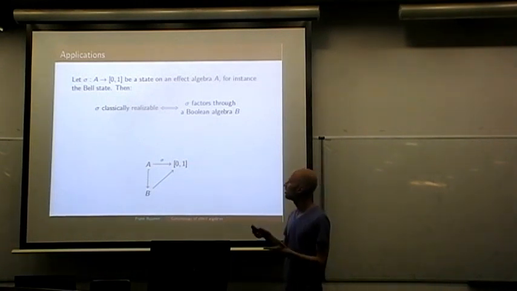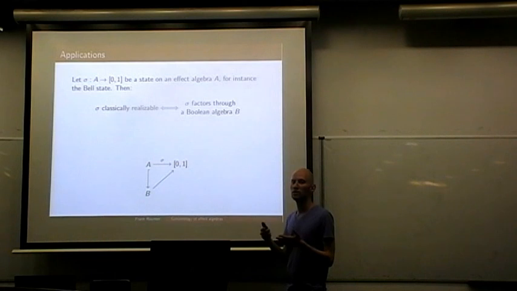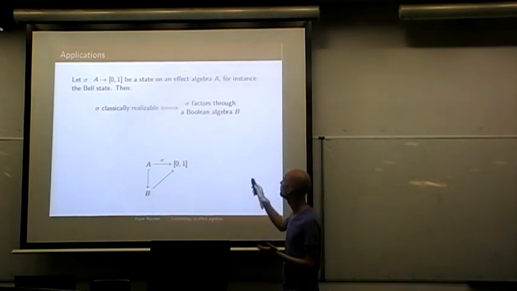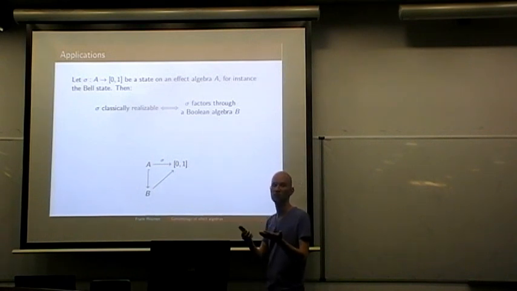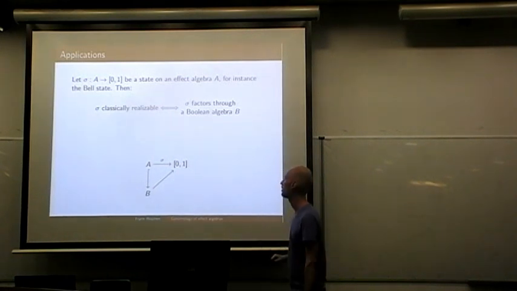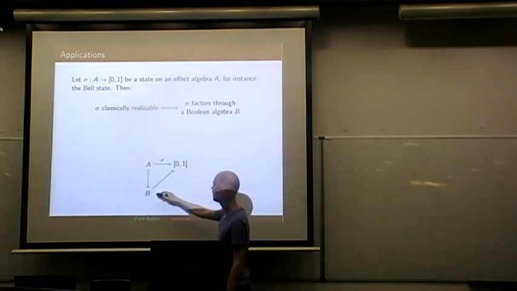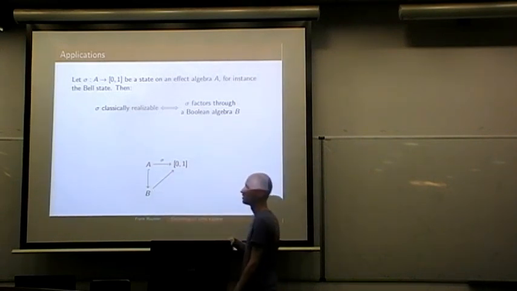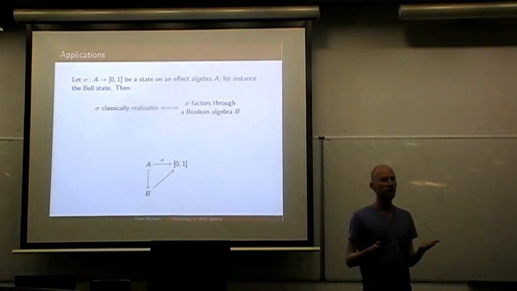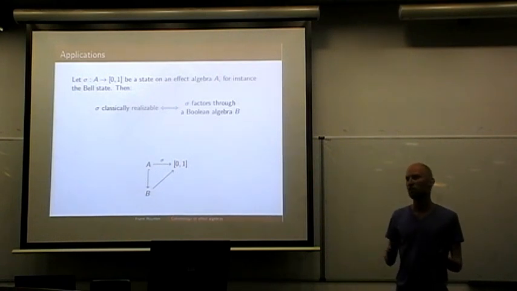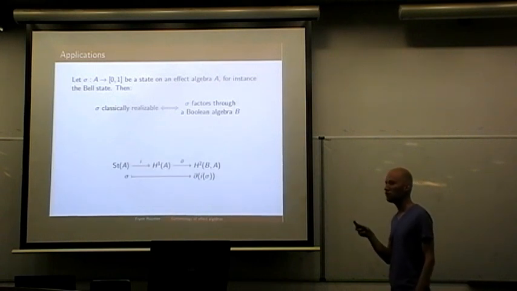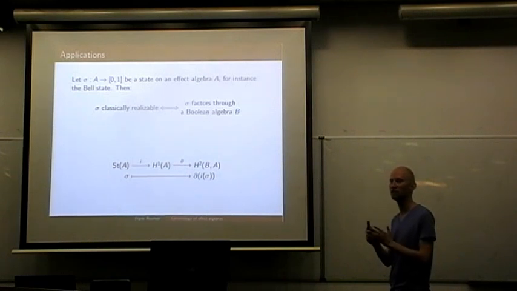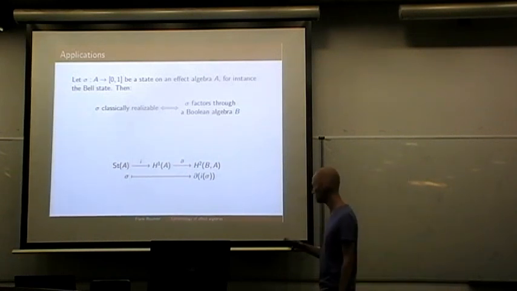And then we want to know whether this is classically realizable, and as we saw before, it is classically realizable if and only if it factors through an effect algebra that represents classical measurements. In other words, a Boolean algebra. So that means that we have a Boolean algebra that makes this diagram commute. And now we want to know if there is a cohomological criterion that tells us whether this is the case. And for this we look at the connection between the state space and the first cohomology group from the previous theorem.